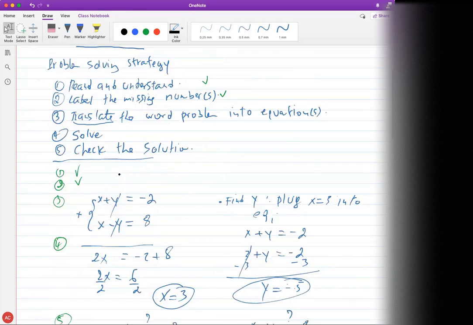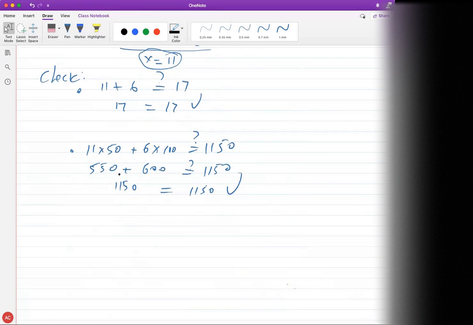Okay, let me give you a couple of word problems. And basically try to use the same thing. Try to use the same strategies to solve some practice.